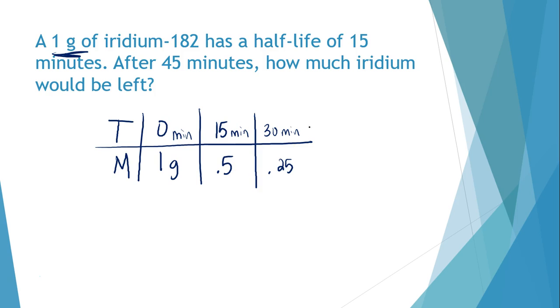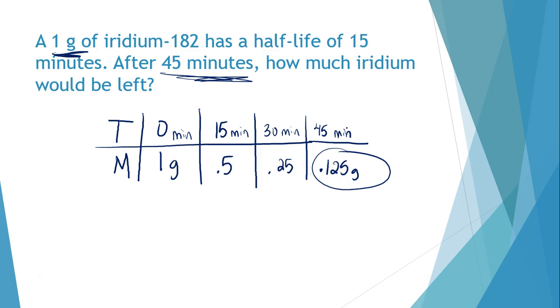Half of 0.5 is 0.25. Then we add on another 15 minutes on the top. I'm at 45 minutes. The reason I like doing it this way is because now I know to stop, because it asks me for after 45 minutes. So I still need to do half of the bottom. Well, half of that is 0.125 grams. So here's my answer. After 45 minutes, I have 0.125 grams remaining. So that's all we would have to do for this problem, keep adding the time on the top and keep taking half of the bottom.